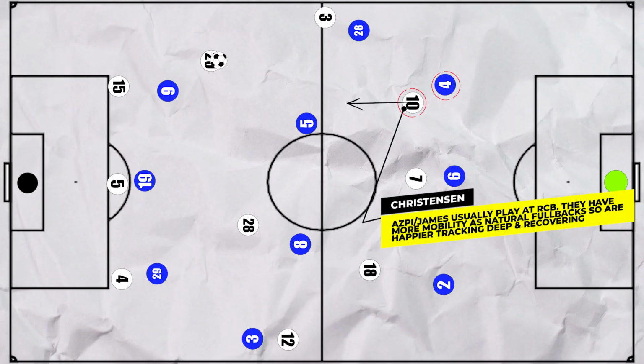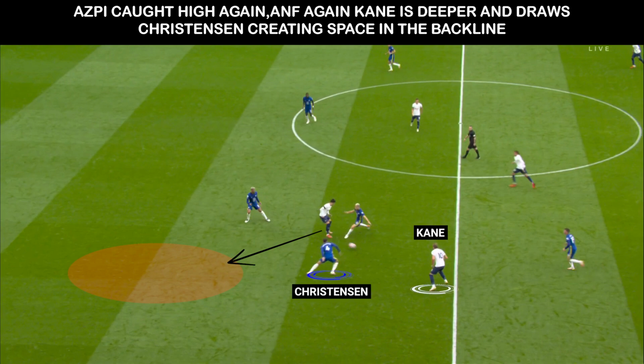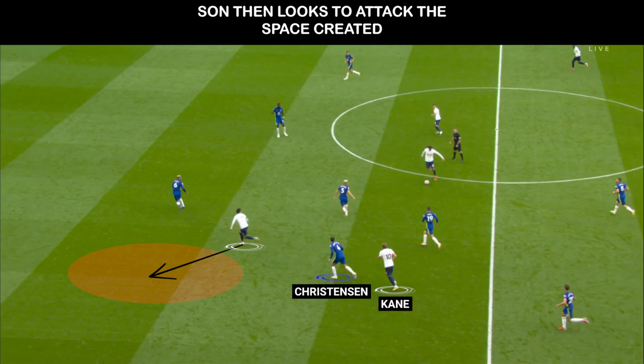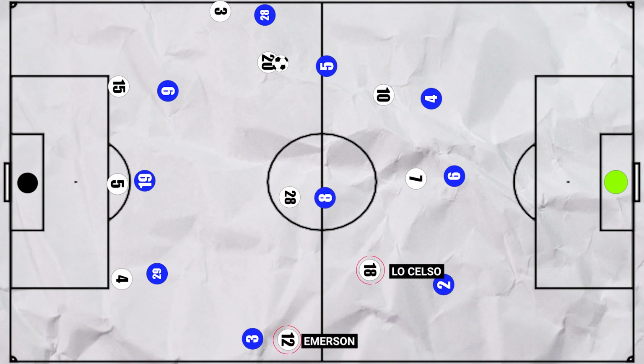Christensen's struggles were also seen when trying to track the dropping Kane, as he is not as mobile as Azpilicueta, who usually plays in this wide centre-back position and easily has the ability to push up high when necessary and the recovery pace to drop deep. At times, the midfield came across to cover, but as discussed, with Emerson pushing high up early, the Spurs midfielder would now get space in this channel, and this did lead to a chance.